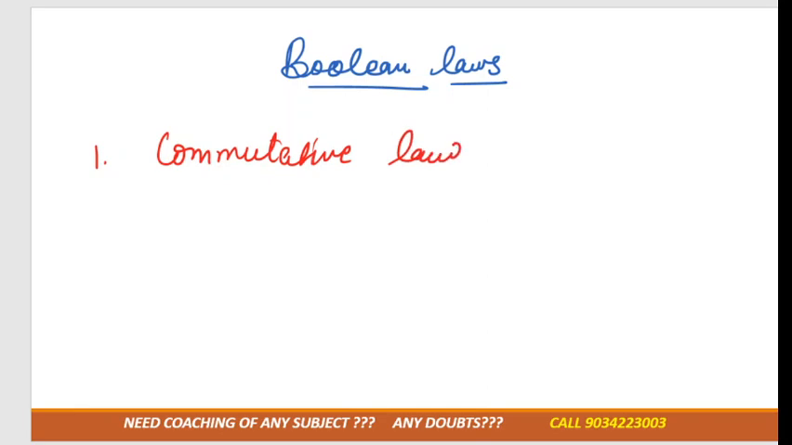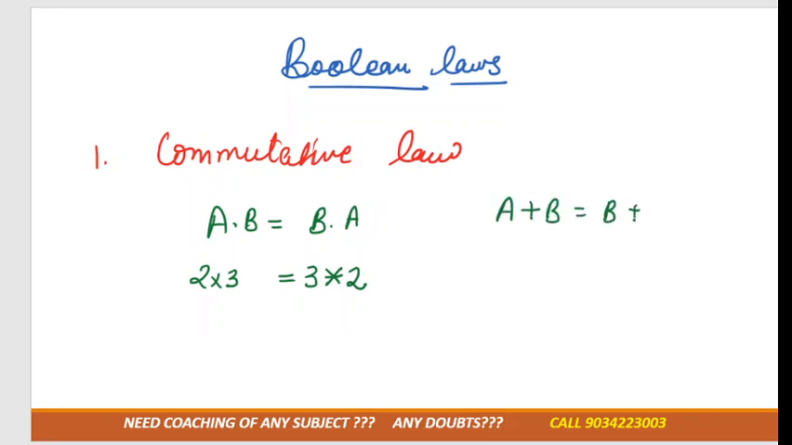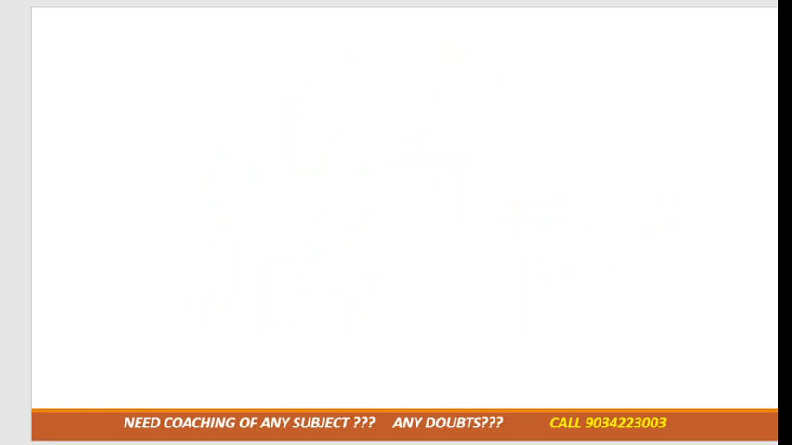Commutative law, as you have studied in maths also, is A dot B is equal to B dot A, right? So if we multiply 2 by 3, that would be equal to 3 multiplied by 2 only. Correct? And second, we can also say that A plus B is equal to B plus A. That is again 2 plus 3 is equal to 3 plus 2. So both are correct. So this comes under the category of commutative law. Next Boolean law is the associative law.